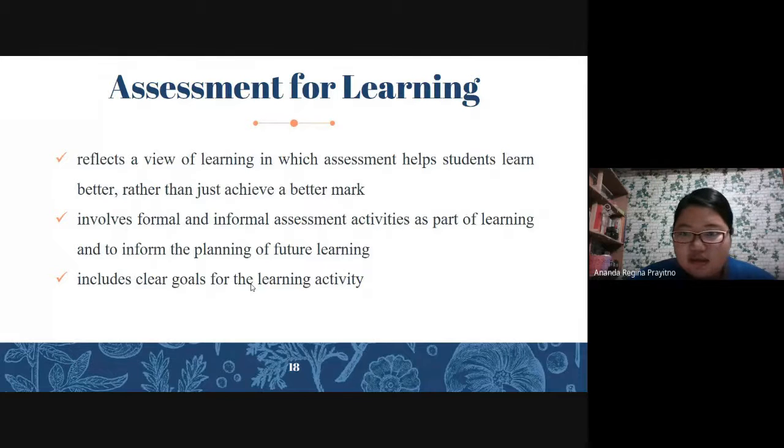This is the brief description about assessment for learning. It reflects a view of learning in which assessment helps students learn better rather than just achieve a better mark, and involves formal and informal assessment activities as part of learning and to inform the planning of future learning. It also includes clear goals for learning activity. Next.